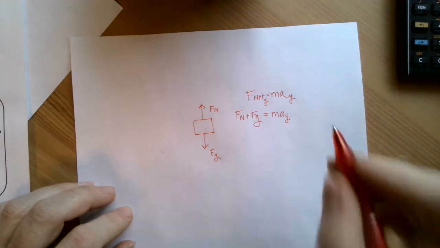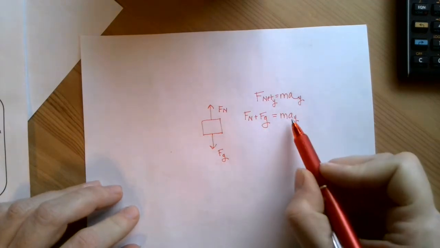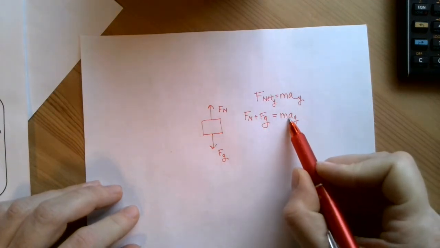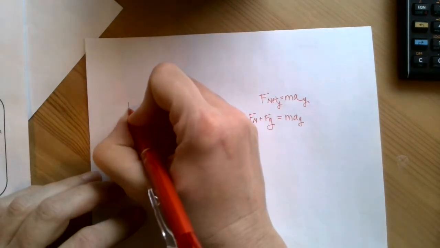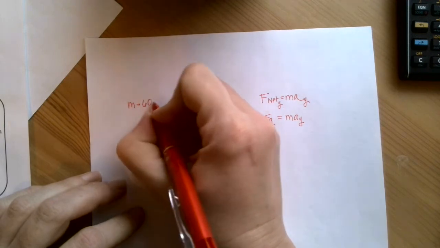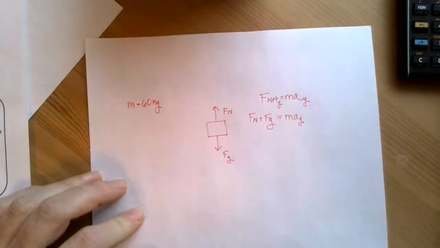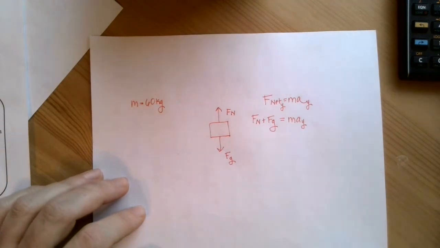Okay, now, what if we had some data here and we actually wanted to solve this? And usually what we're trying to solve for is the acceleration of the elevator. Well, let's see a couple of things. Let's say we've got the mass of the person riding, and I'm going to use the mass of a typical high school student, which is 60 kilograms. That's akin to about 150 pounds.